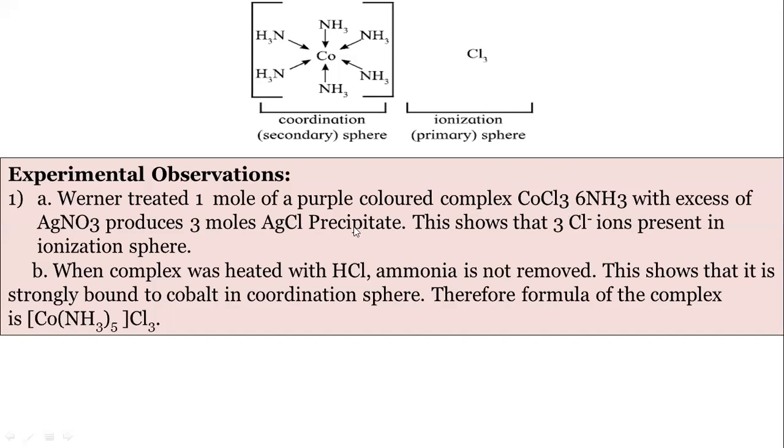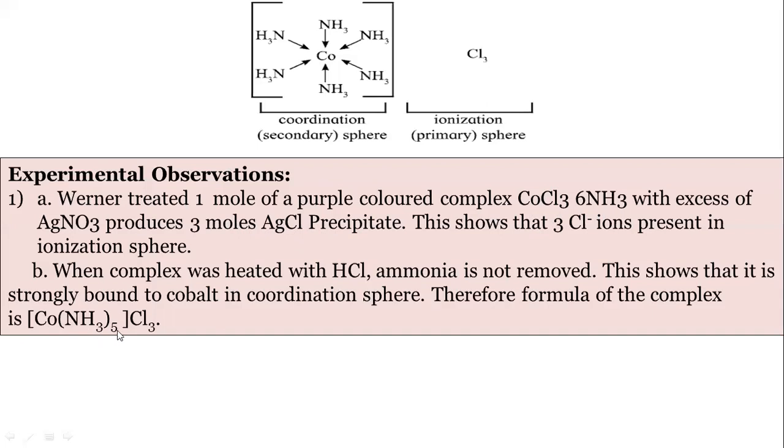Because 3 moles of AgCl precipitate. Here, if 2 moles of AgCl will precipitate, then 2 chlorines will be outside the square bracket and 1 chlorine will be inside here. So, by using this CoCl3·6NH3, we can clearly write down.